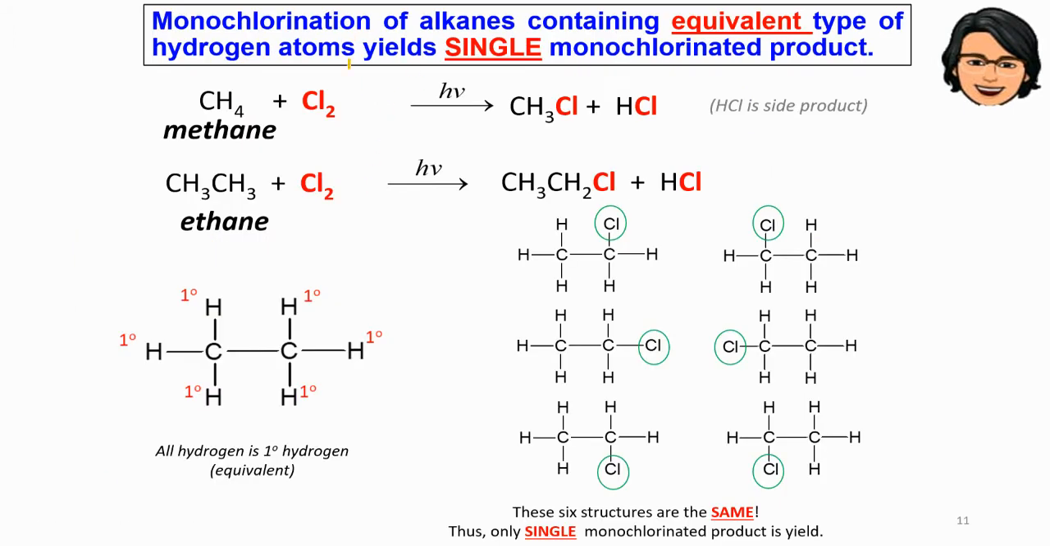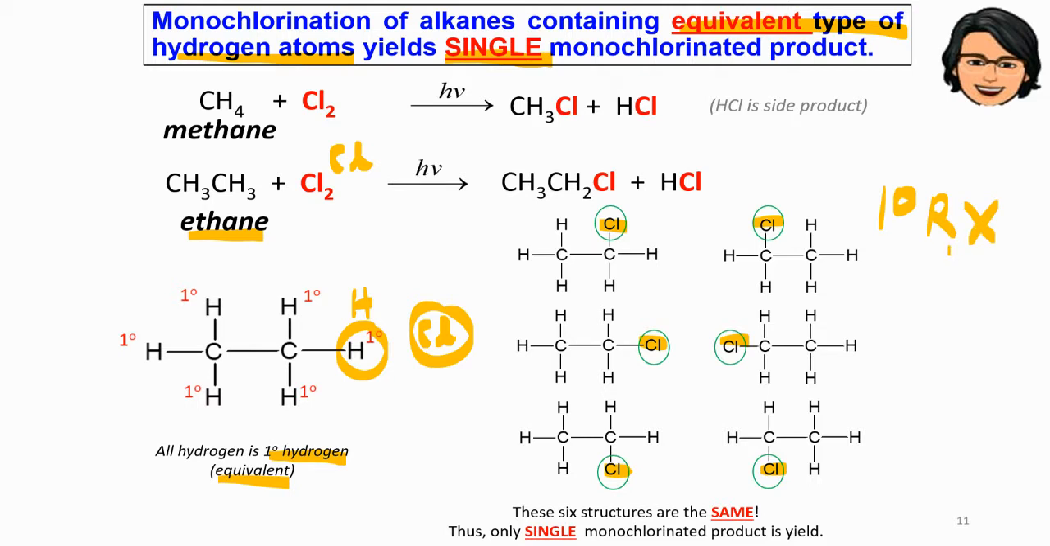Now, let's look at what happens if you have equivalent types of hydrogen atoms that undergo monochlorination. It will give a single monochlorinated product. What does this mean? Let us look at ethane first. When we look at ethane, we know that all the hydrogens are primary hydrogen. They are all equivalent. So when you substitute a hydrogen with chlorine, you will get the same product. All of them are the primary haloalkane. Although you can substitute in different positions, they are the same. Therefore, we say that it is a single monochlorinated product.